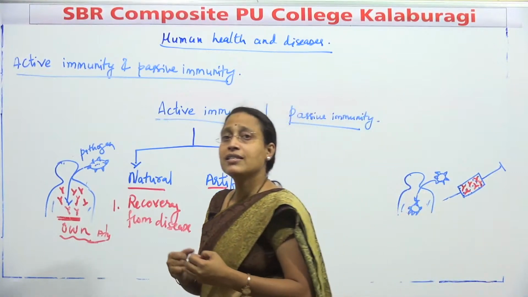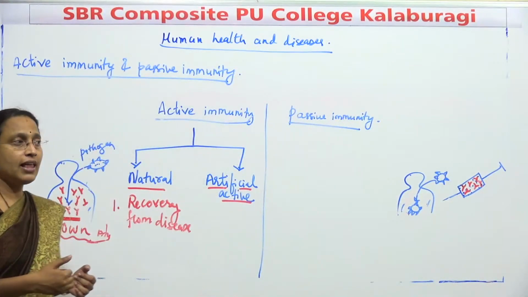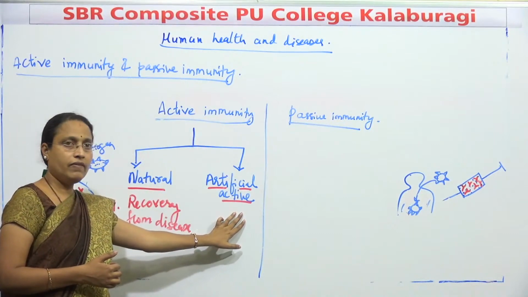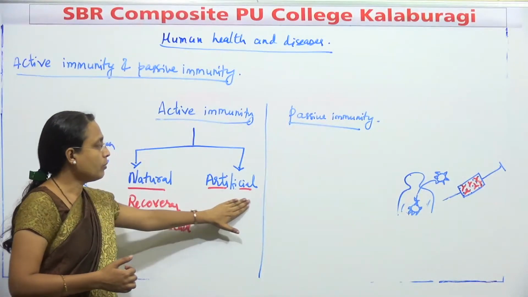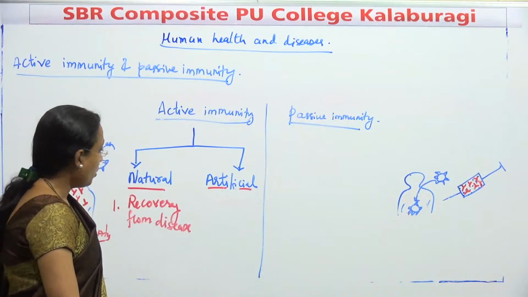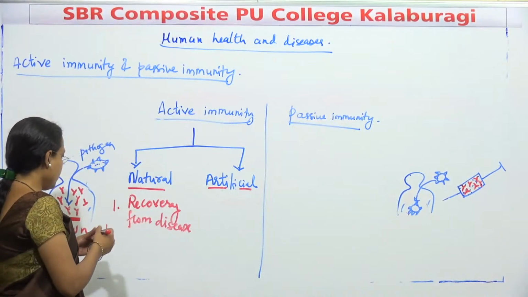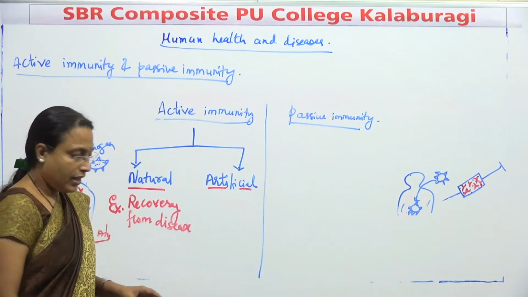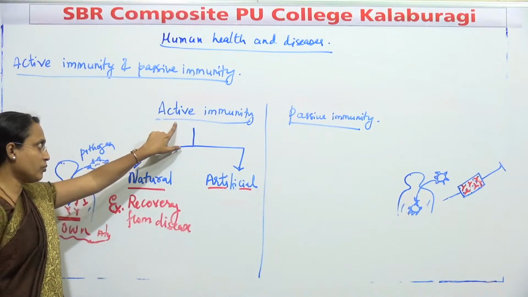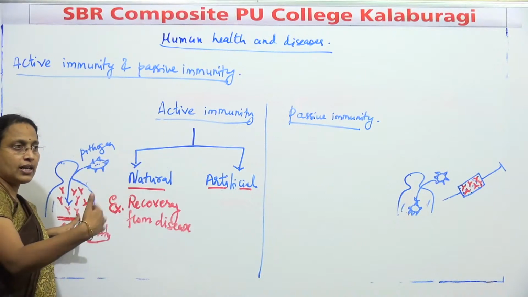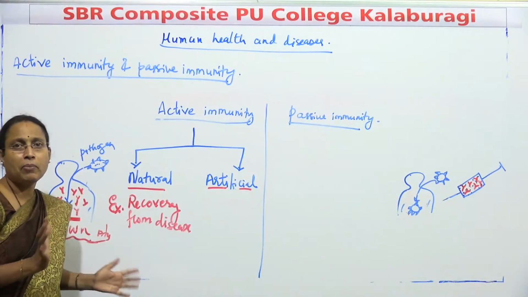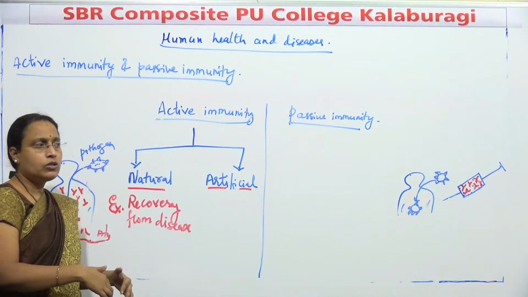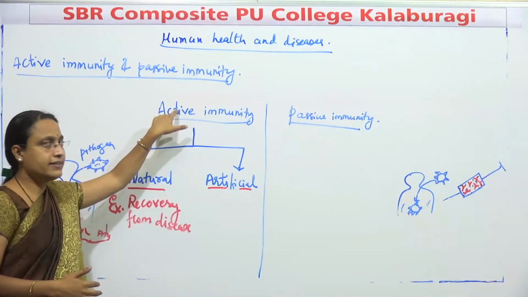Now whether the pathogen is natural or artificial, based on that it will be natural active immunity and artificial active immunity. Got it? So here the example is a person recovers. Here what happens? His own antibodies are there, that's the active immunity. But the pathogen is a natural one. Naturally he has encountered it. He did not purposely or intentionally inject any pathogen. No. So it is a natural pathogen entry, and his own antibodies, so it is natural active immunity.